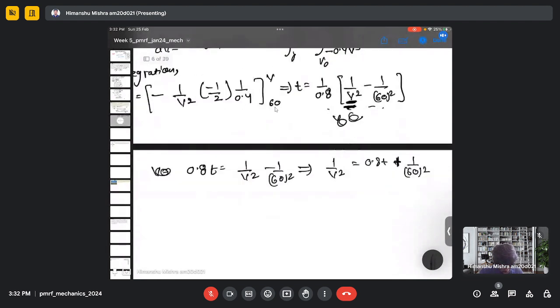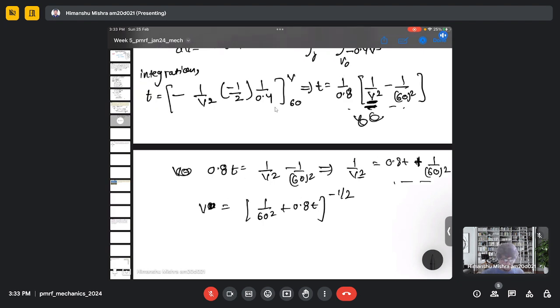So V will be 1 by 6 square plus 0.8 t to the power 1 by 2, because it's V square. Earlier it was 1 by V square. So first I reciprocate the expression to V square, so it will become inverse at the RHS, and then I pull out the root. So it will become the power minus 1 by 2.